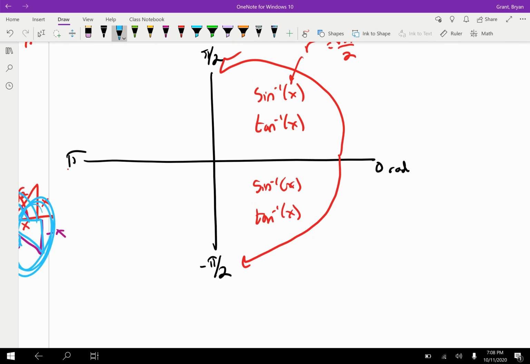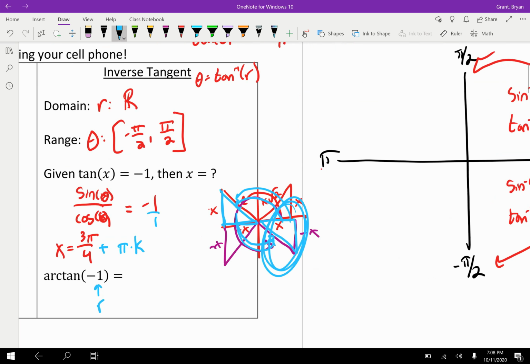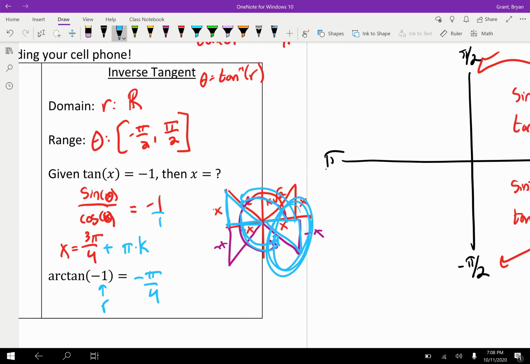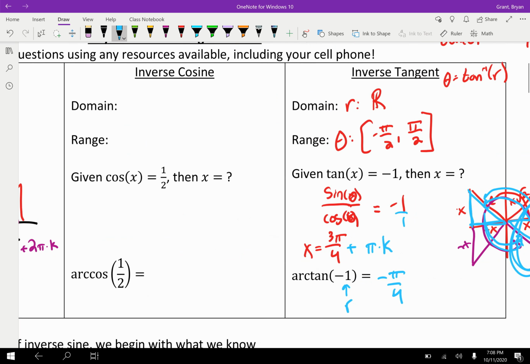So the question you ask yourself is, what's the fastest way to get to this quadrant? Well, it's not traveling around and going 7 pi/4. In fact, it's going backwards and just going to -pi/4. And then we get to our last one.